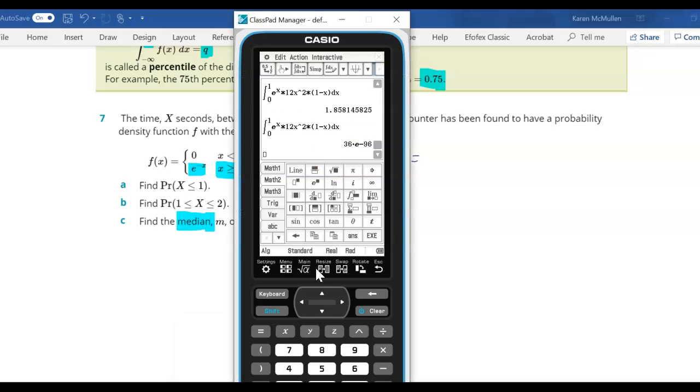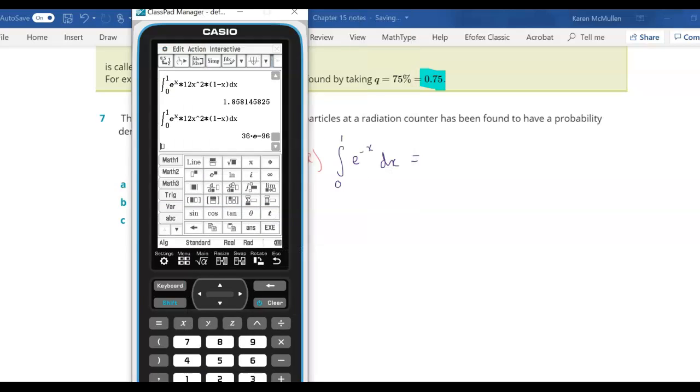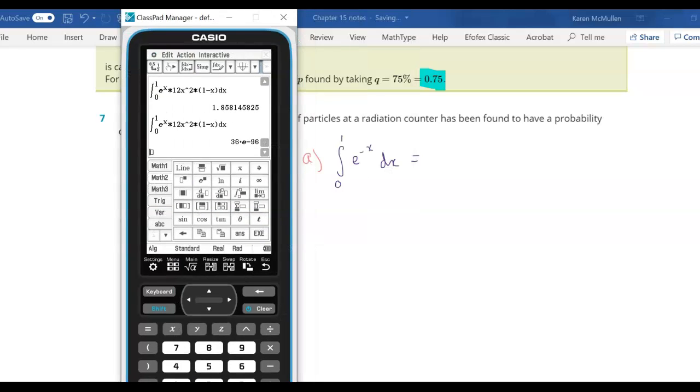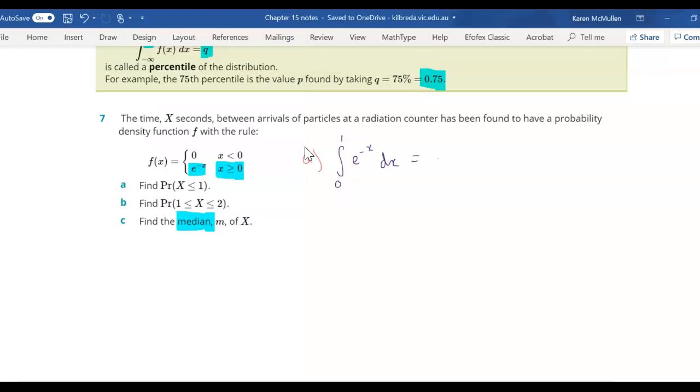It's probably good to have a bit of practice on the calculator anyway. All right, we're going from 0 to 1. I'm just giggling because I feel like it's such an easy question to do by hand. All right, so there's your exact value: negative e to the power of negative 1 plus 1.